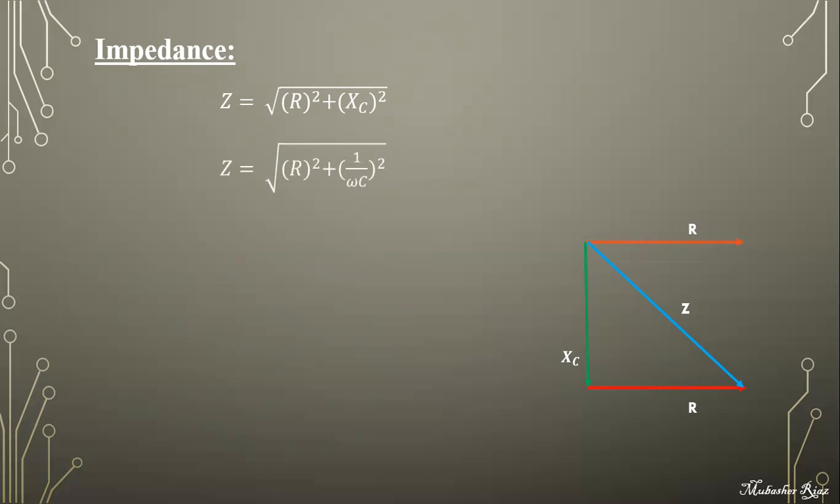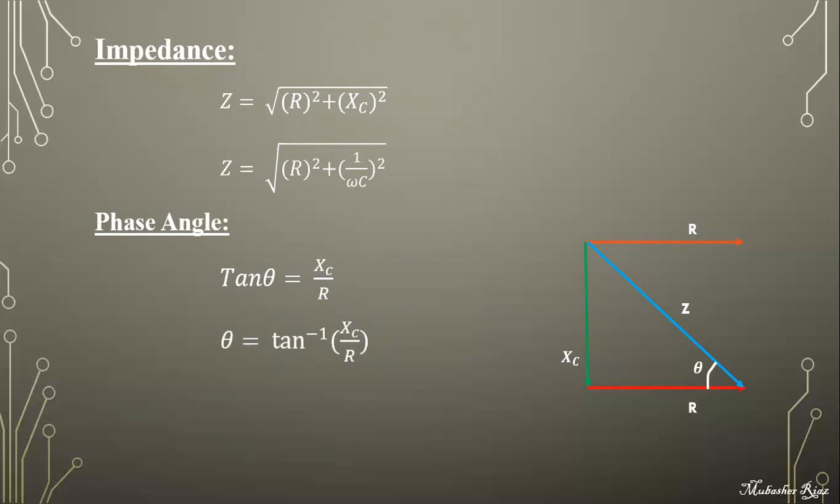So impedance is equal to R square plus 1 over omega C whole square and whole square root. So this mathematical form can be used to determine the impedance of electric circuit. Now, what is phase difference or phase angle? So phase angle, this is the phase angle theta. So this theta can be determined in this right angle triangle by using this identity tan theta, which is equal to XC over R, perpendicular over base. Then theta becomes equal to tan inverse XC over R.